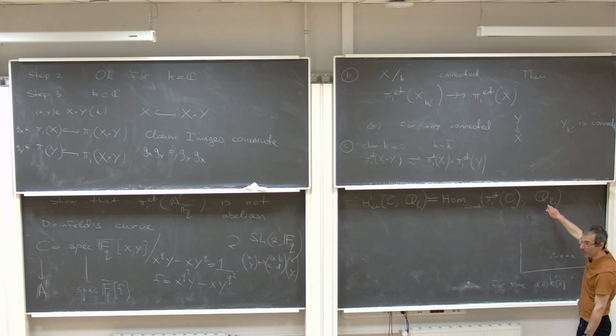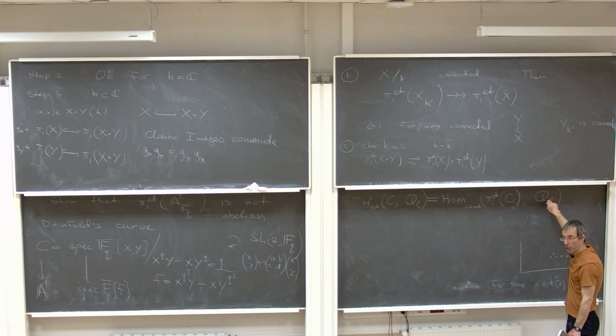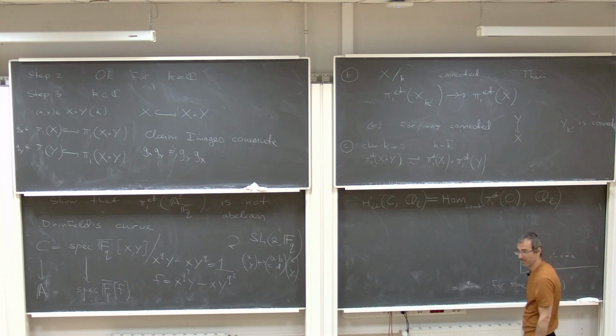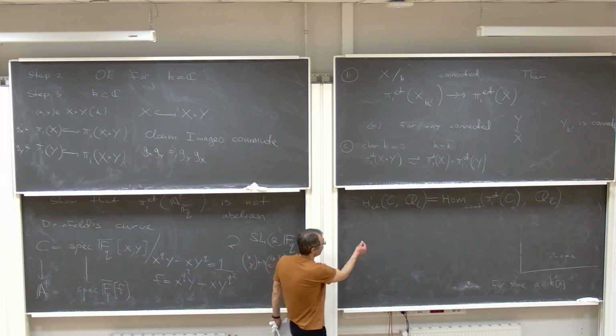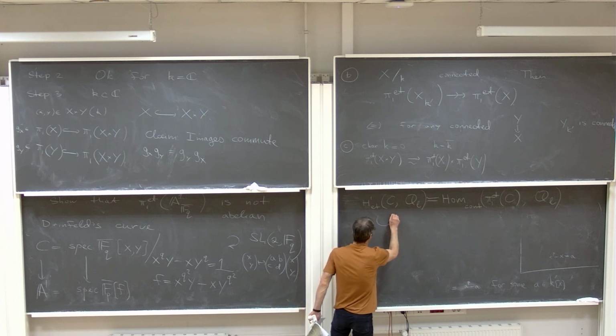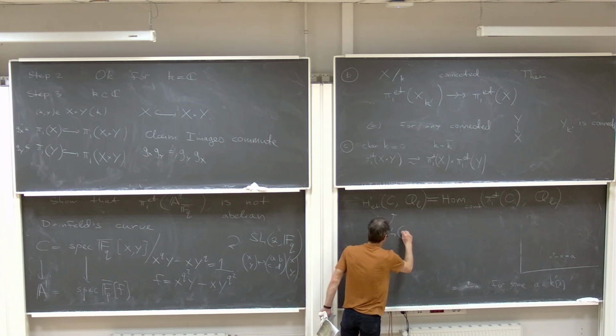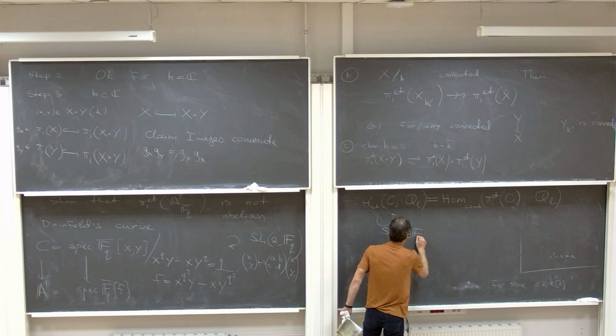Here Q_l is considered as a topological field. It has the l-adic topology. So that's a general definition for any scheme. And so by functoriality, you have an action of SL2(F_q) here.